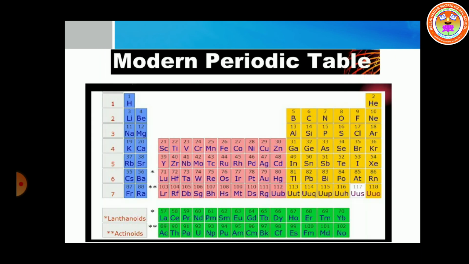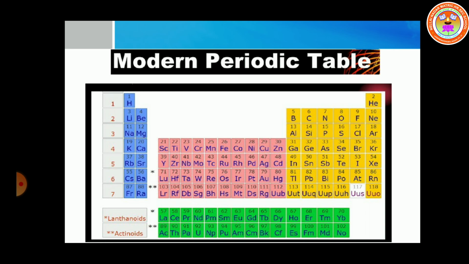This table is the extension of Mendeleev's periodic table, and in this table all the elements are arranged in the increasing order of their atomic numbers. But in Mendeleev's periodic table, all the elements were arranged in the increasing order of their atomic masses. But here in the modern periodic table, all the elements are arranged in the increasing order of their atomic numbers. And see, in this table, there are 7 periods.